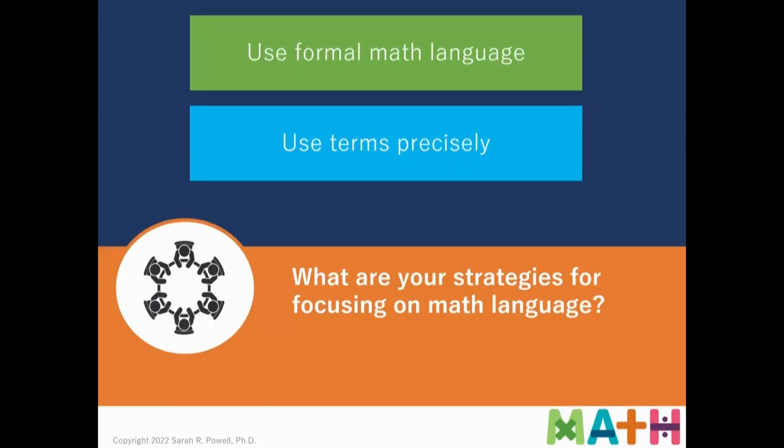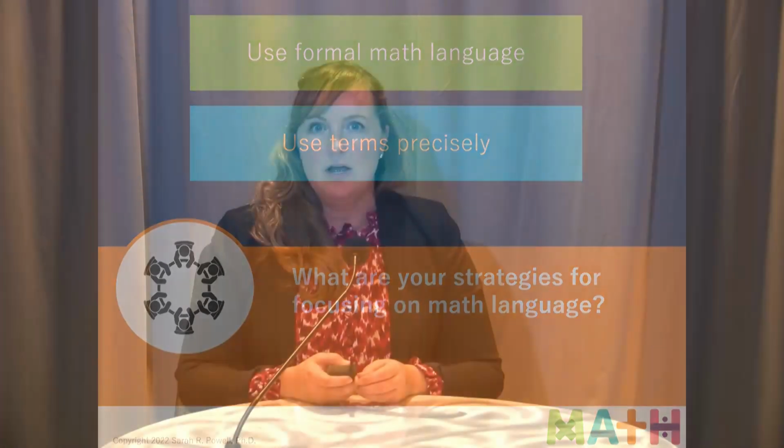So just two key components to think about here are to use formal math language. If teachers use formal math language, then students often use that same language. And the second thing that we want to think about is using terms precisely. So defining terms, making sure that students know when terms overlap and when terms are distinct. So what is the difference between a factor and a multiple? What is the difference between a numerator and a denominator? There are many examples that we could think about here.